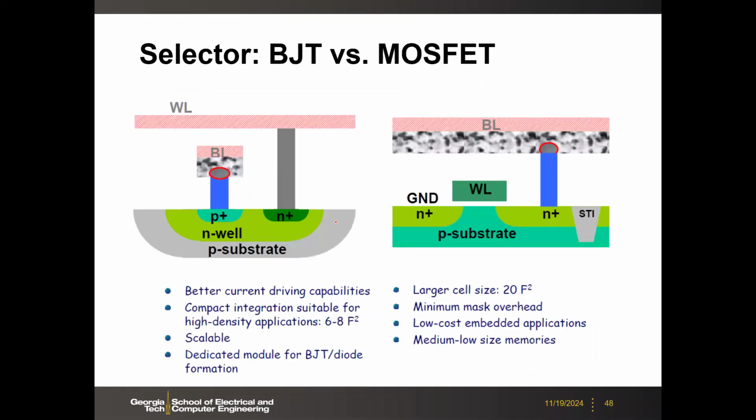So here, this is a simple comparison. I will skip. We already talked about the benefits of BJT, right? It is to have higher drive current. Therefore, you can make the cell a little bit smaller than the MOSFET 1T1R.